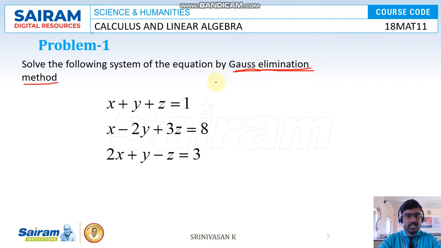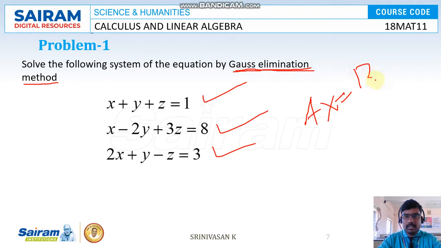This is the system of equations: x plus y plus z equal to 1, another equation is x minus 2y plus 3z equal to 8, and another equation is 2x plus y minus z. Now the form of the equation is AX equal to B. Here, what is A? A is the coefficient matrix. The first row is 1 1 1, then 1 minus 2 3, and 2 1 minus 1.